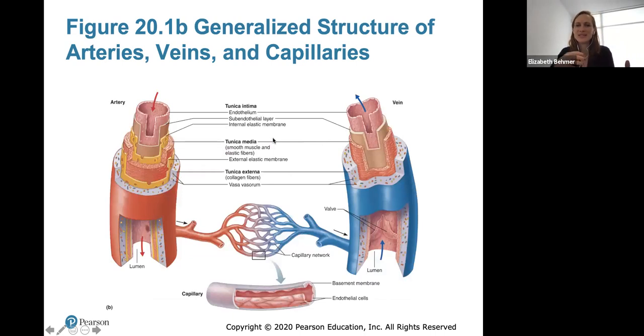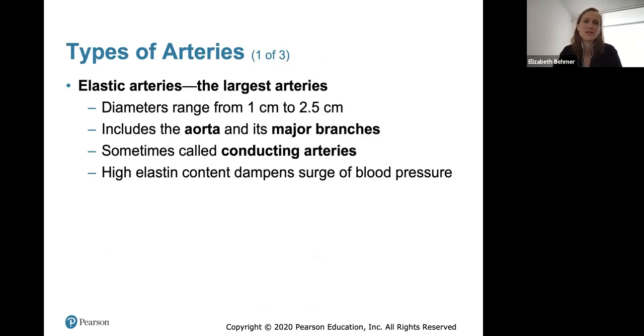Here are some differences in the generalized structure of arteries, veins, and capillaries. You can see how the different layers of tunics differ just slightly between arteries and veins, and then capillaries are the thinnest. A lot of veins have valves in them, especially the veins that bring blood back to the heart, to help overcome the force of gravity. The valves will close so that when blood reaches a certain level in the veins, the valves keep the blood at that level when they stay closed, just to help blood return back to the heart.